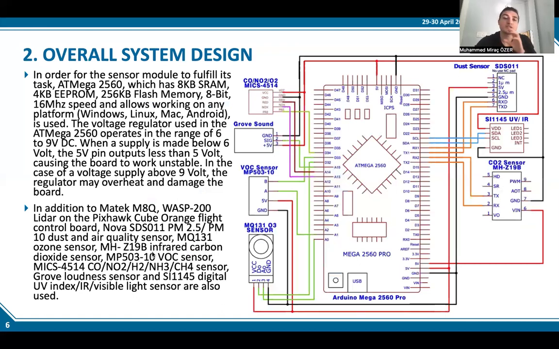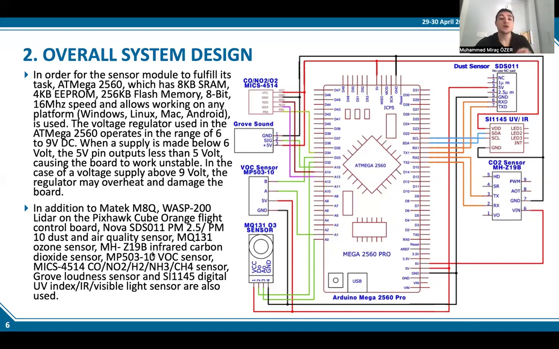In order for the sensor module to fulfill its task, the ATmega2560, which has 8 kilobyte SRAM, 4 kilobyte EEPROM, 256 kilobyte flash memory, 8-bit, and 16 megahertz speed and allows working on any platform, is used. The voltage is regulated, and the microcontroller operates in the range of 6 to 9 volts DC.